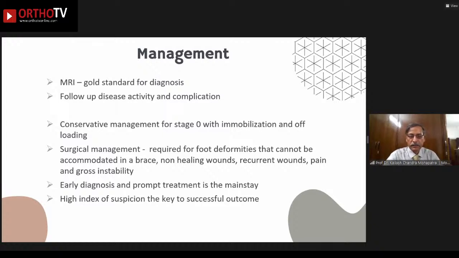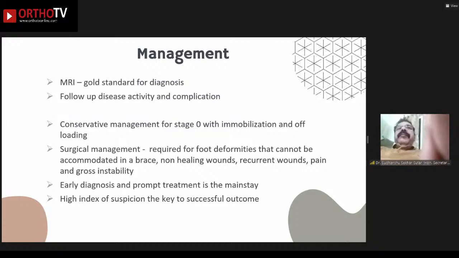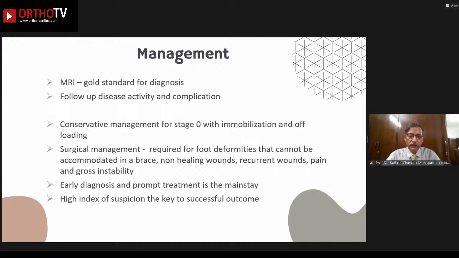Thank you very much, friends. Now we'll move on to our guest faculties. Firstly, I'll invite Professor Venu, our overseas speaker from the UK. Professor Venu is the son of the soil and from Hyderabad. We are very proud of you, Professor Venu. You have acclaimed international fame in diabetic foot reconstruction.